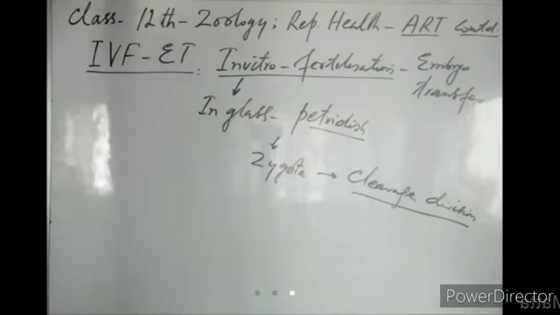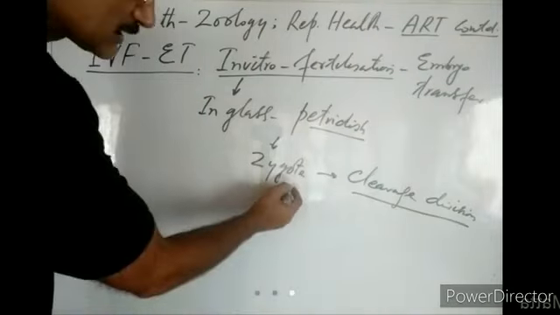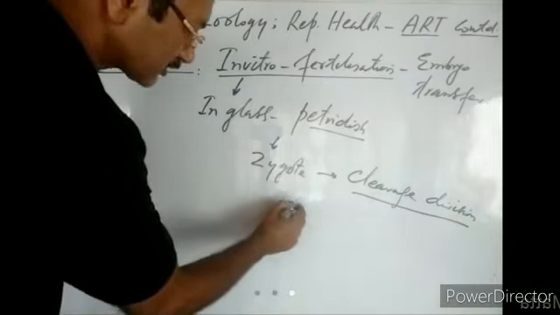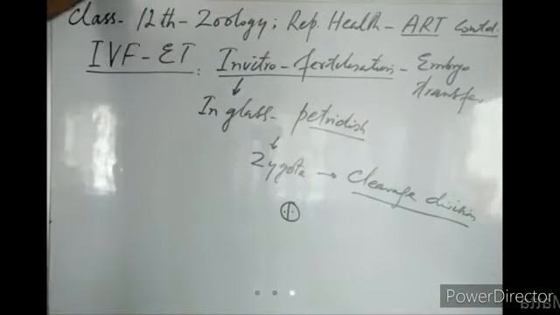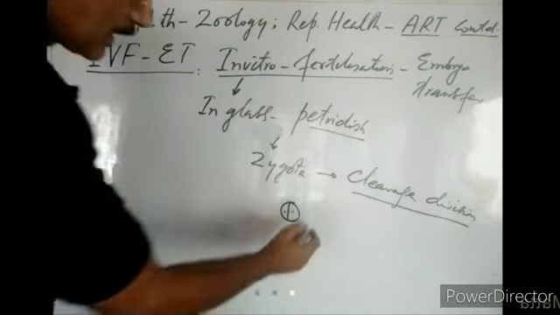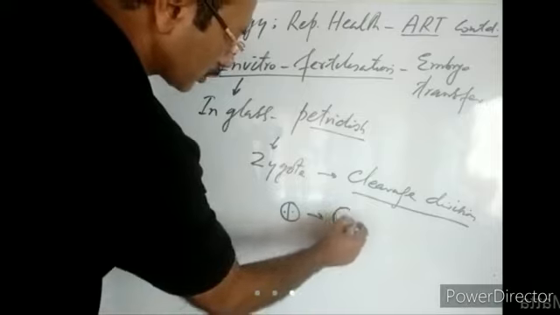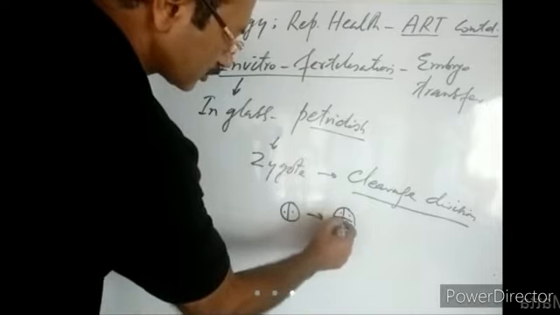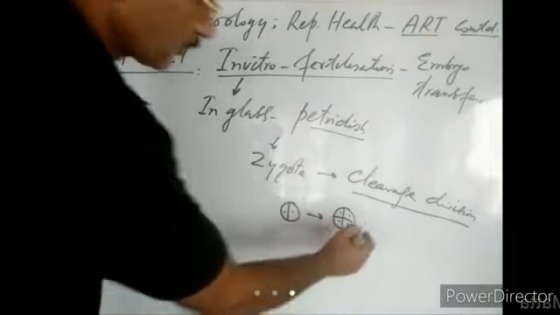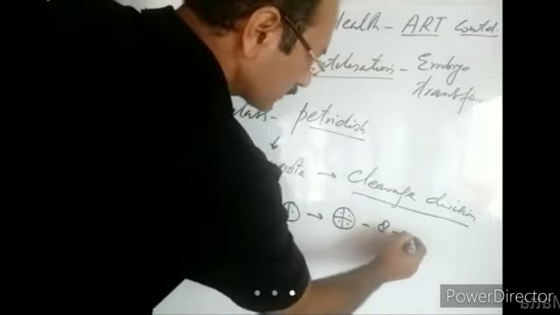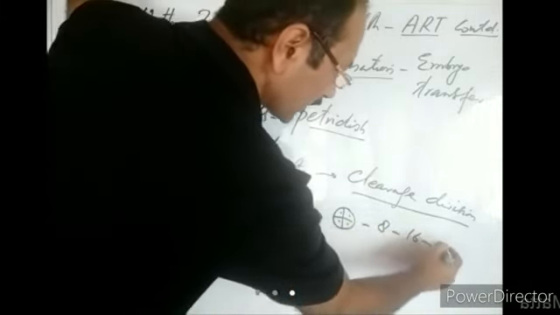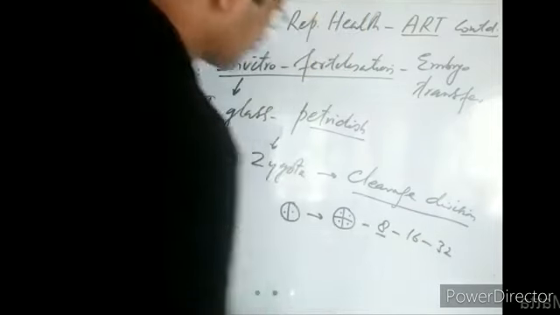When the zygote divides by cleavage, the single-celled zygote will form a two-cell stage. These two cells are known as blastomeres. Then the two-celled stage will give rise to a four-celled stage. So there will be four blastomeres. Four will give rise to eight, eight will give rise to 16, 16 will give rise to 32 cells, right?